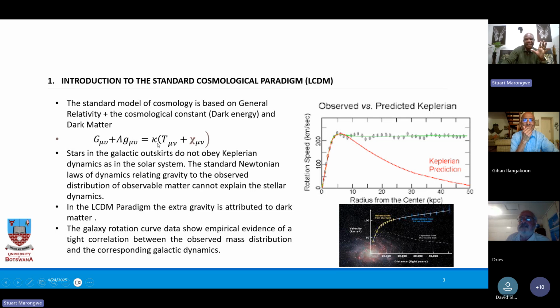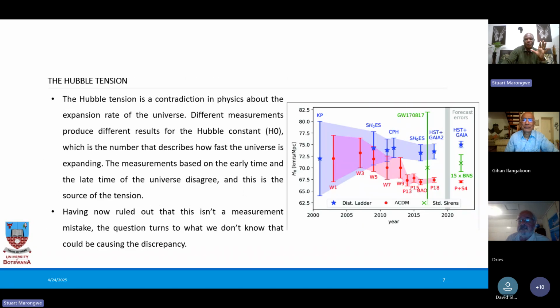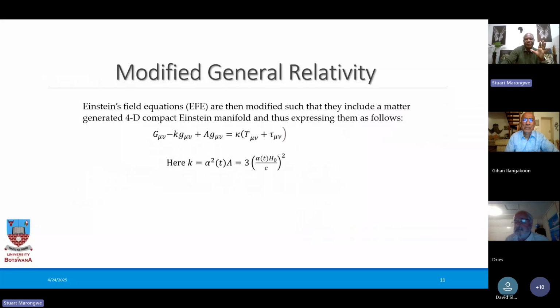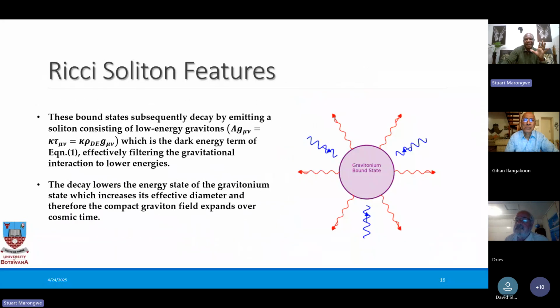So if I interpret it from a quantum gravity perspective, the G mu nu, this blue part, is generating high energy gravitons. That small g mu nu is the gravitonium state. This is the Ricci soliton.